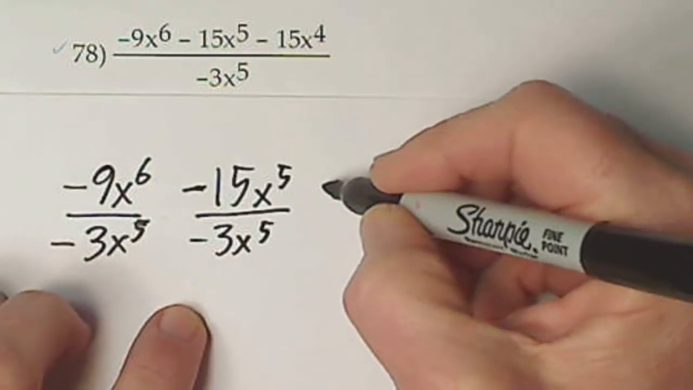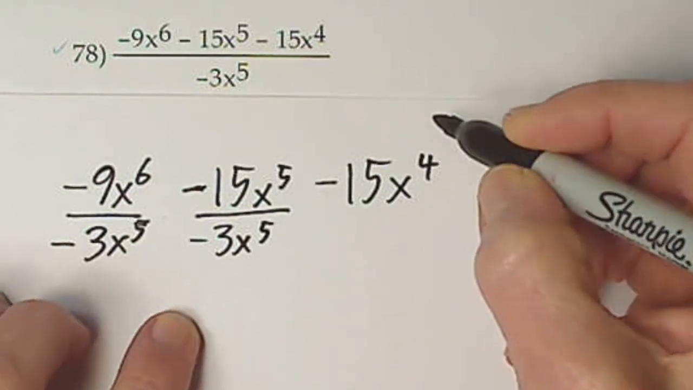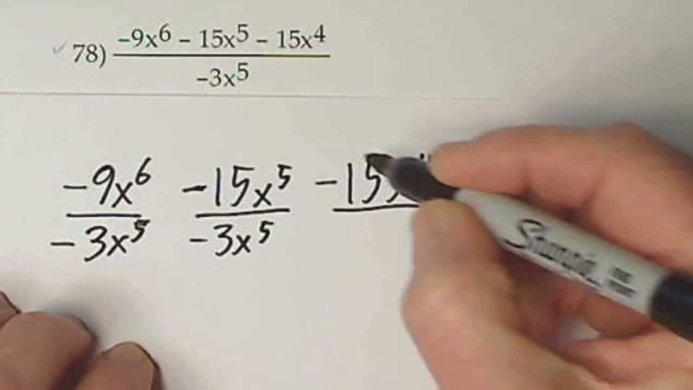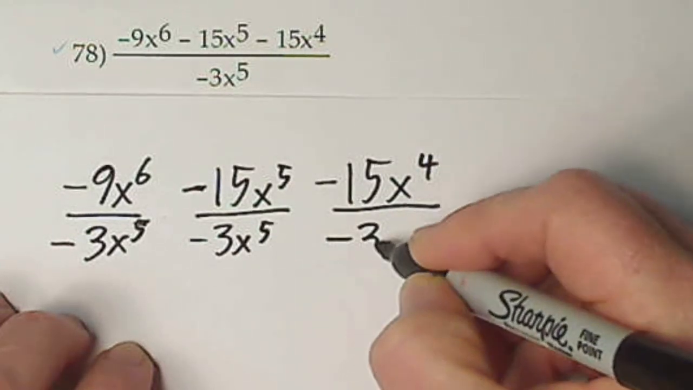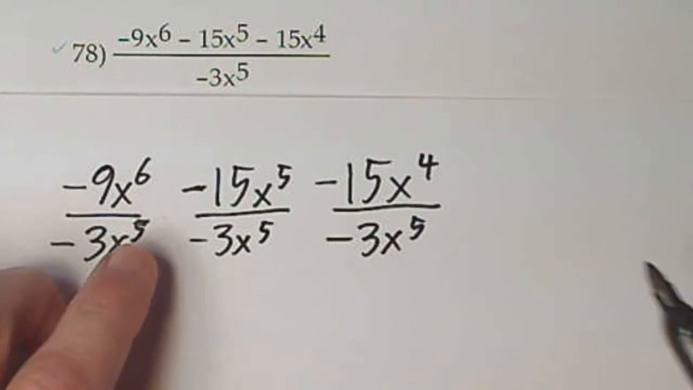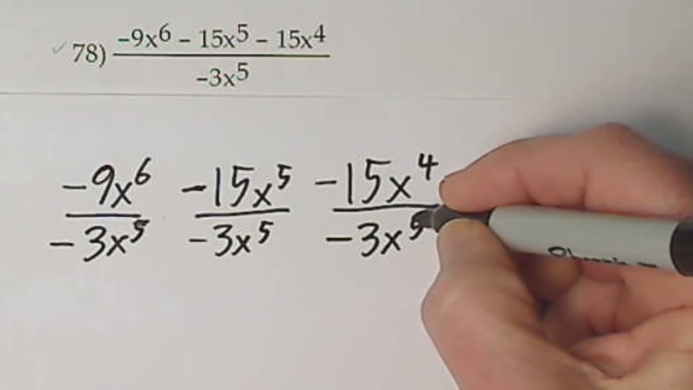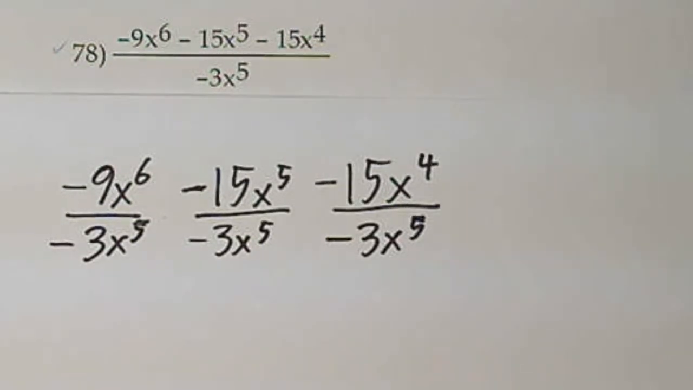So this is negative 15x to the 4th over negative 3x to the 5th. Okay? And again, you're not being told to multiply, so by default this is going to be addition or subtraction. Sorry, my 5s are getting a little weak here. Alright, now let's clean these things up.